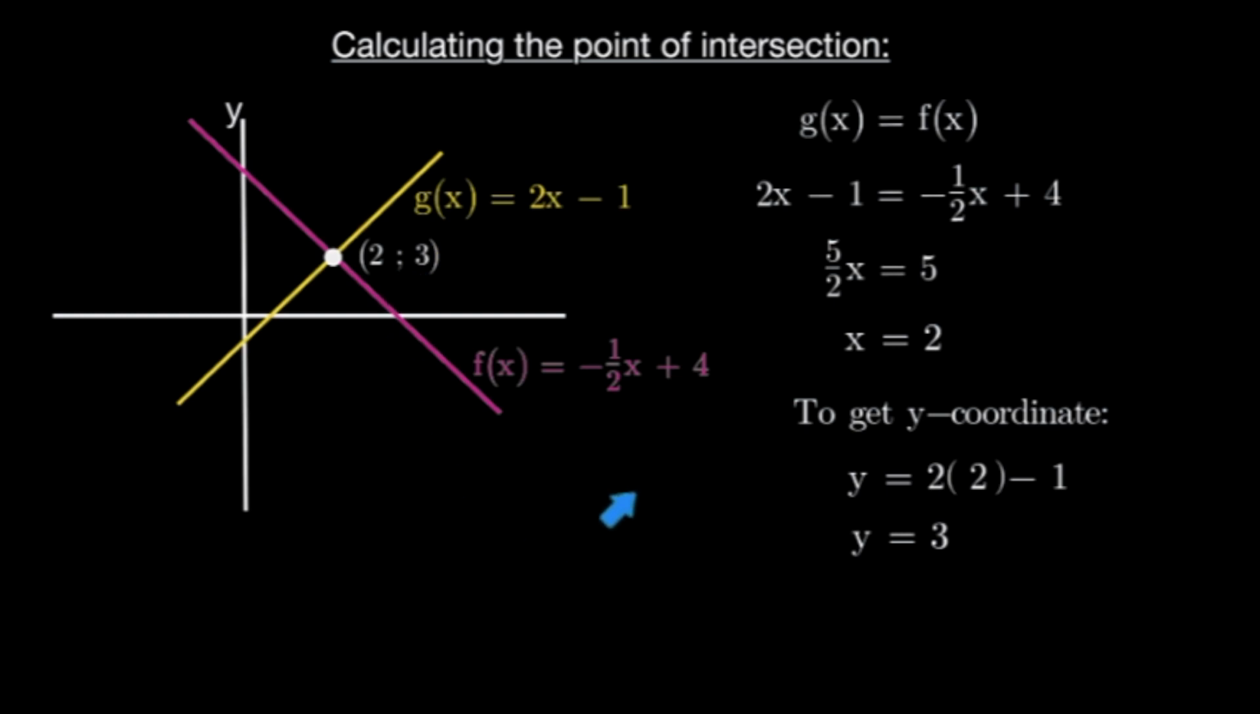So all that you have to remember: where two graphs cross one another, their equations will be equal. And we simply have to solve for the x, and once we get the x coordinate, we can substitute it into any one of the equations to get the y coordinate.